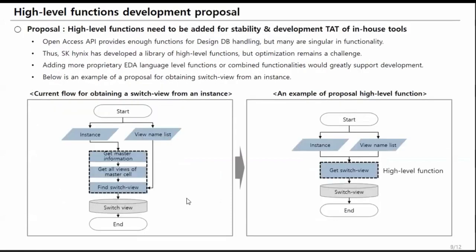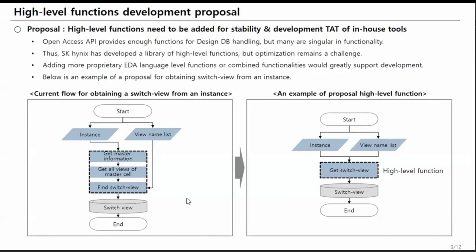OpenAccess API provides sufficient functions to handle the design database, but as explained in the previous chapter, many of them consist of individual functions. Although SK Hynix has developed and operates a high-level function library, there are still some shortcomings in terms of optimization, such as performance and exception handling. Therefore, we hope to see more high-level functions added, comparable to those found in proprietary EDA languages.